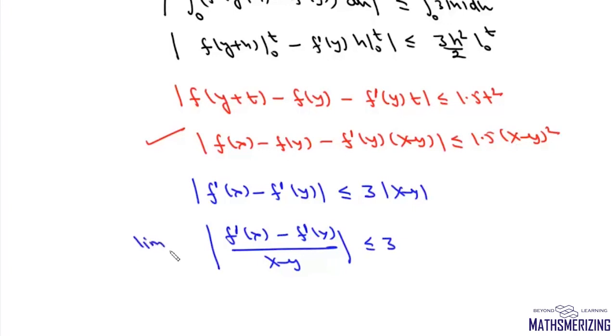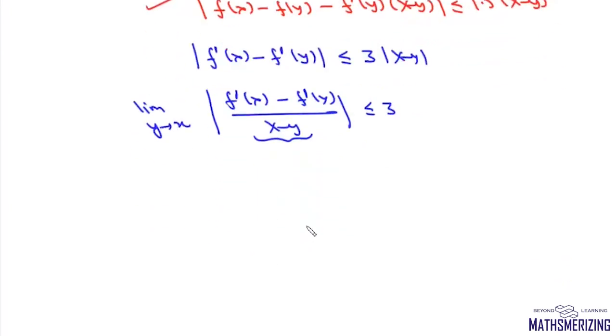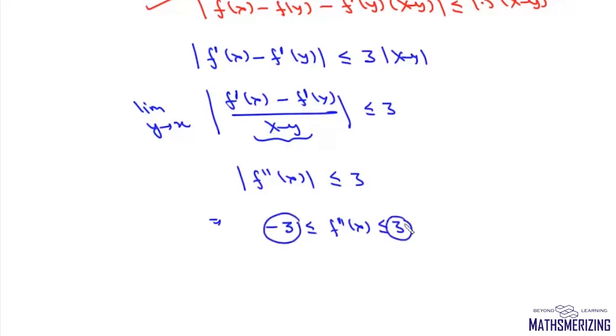Now we'll take the limit y tends to x. When we take the limit y tends to x, the left hand side expression is nothing but f double dash x. So we can write mod of f double dash x is less than or equal to 3. Now when mod x is less than a, x lies between minus a and plus a. So f double dash x will lie between minus 3 and plus 3. So its smallest value is minus 3 and its largest value is plus 3.